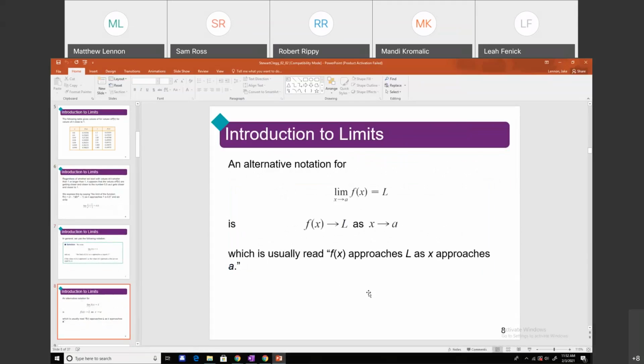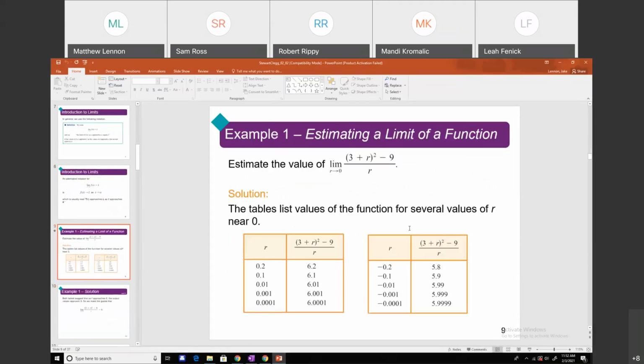Sometimes they'll do it with arrows in two components. Your y values are moving toward L as your x values are moving toward A, which is what they say. The arrows you can just read as approaches. Okay, so estimating the limit of a function here. They're doing the same thing here. Again, we could do it graphically.